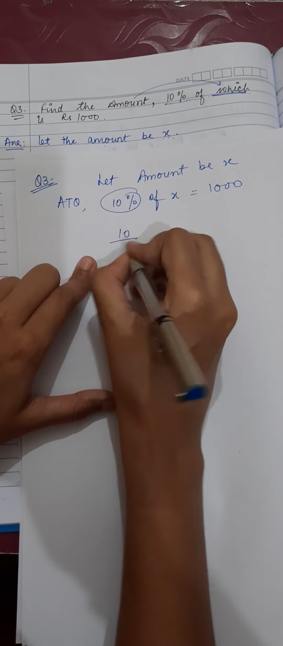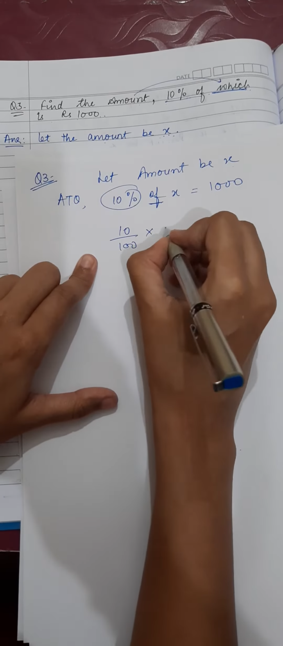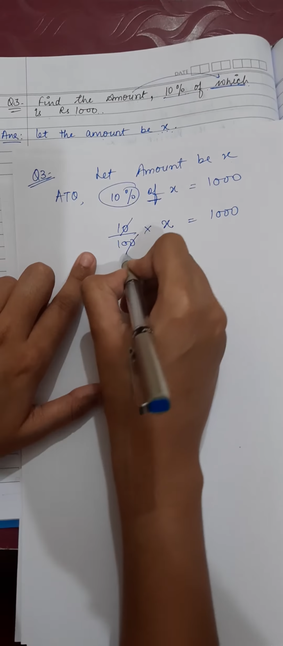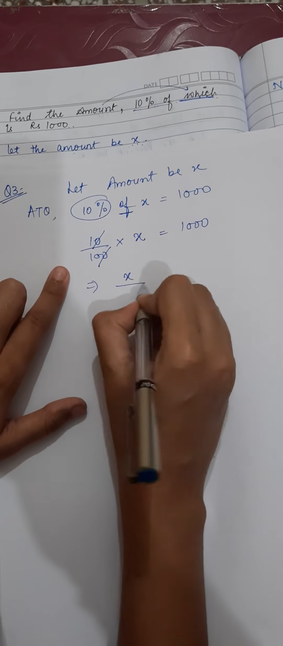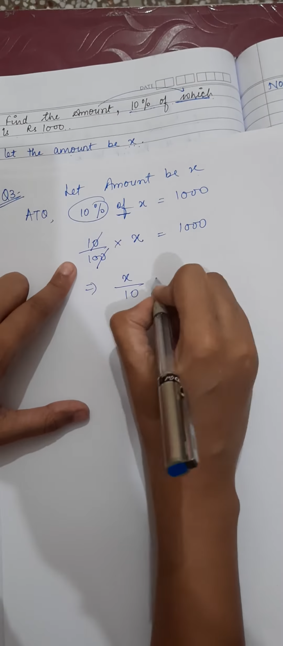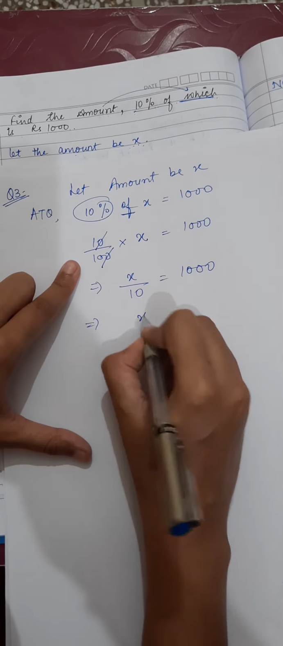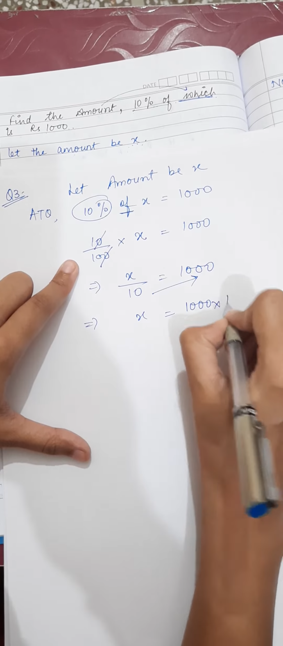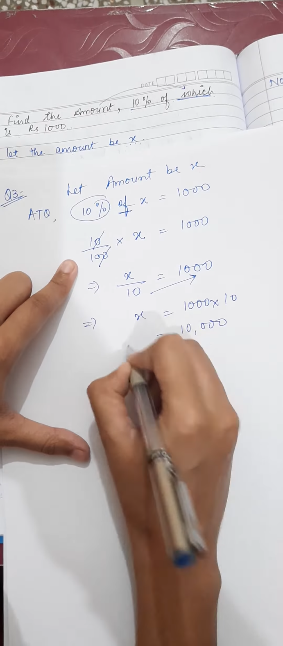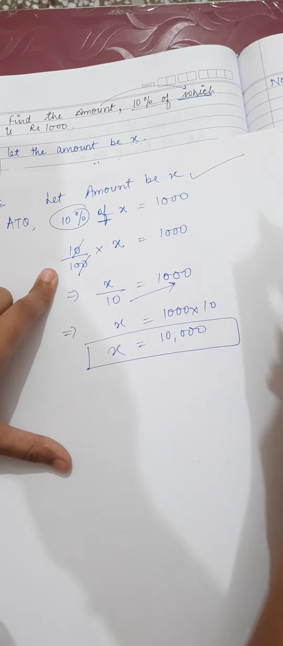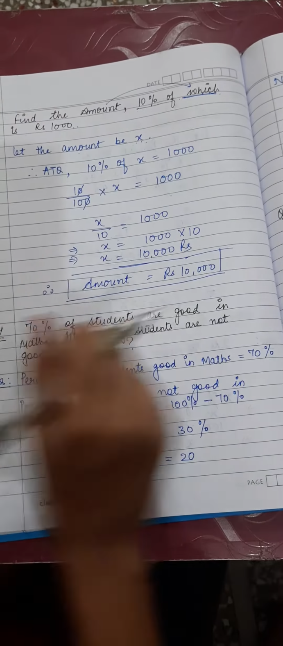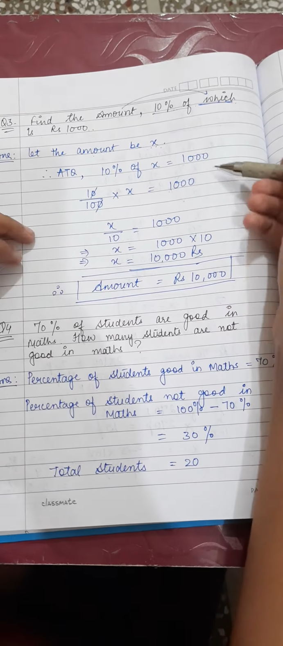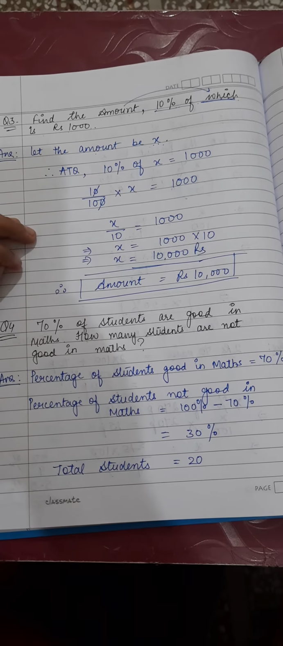10% means 10 upon 100, of means multiply, x equals 1000. Now 0 and 0 cancelled. What is left here? x upon 10 equals 1000. So x is equal to, now this 10 will go to the other side, so this will become 1000 into 10. The answer will become 10,000. So that means the amount is actually 10,000. You can see the solution here. You just need to frame the equation and then the calculation becomes very easy for solving it.